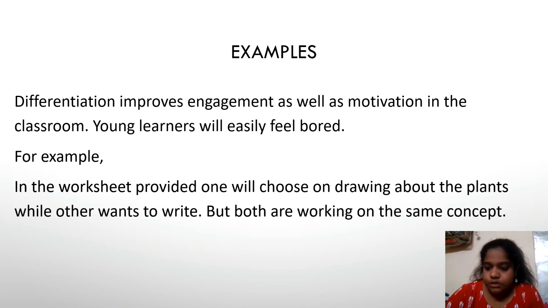Here are a few examples to understand differentiation better. There was a session where one of my students wanted to choose drawing about the plants, while others wanted to write. Both are working on the same concept. So this is where differentiation comes in. Both work on the same concept and understand it in a better way, but based on their own interest.